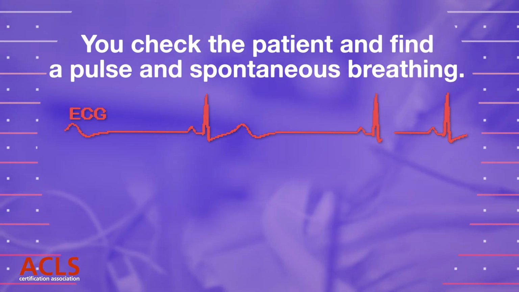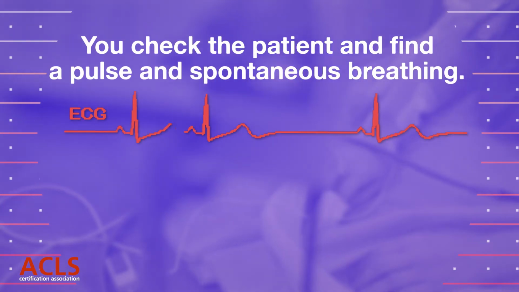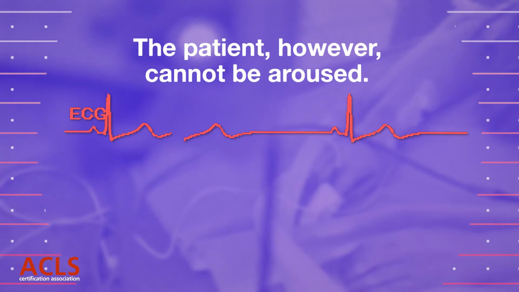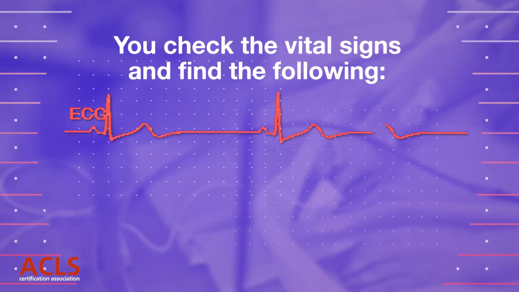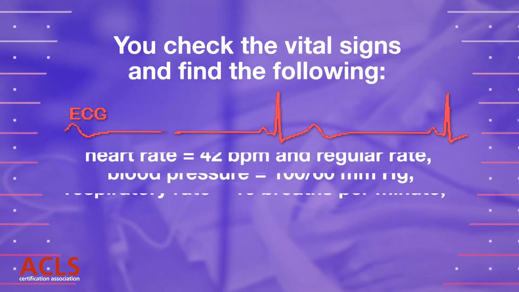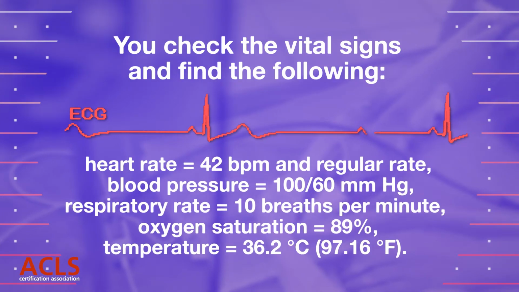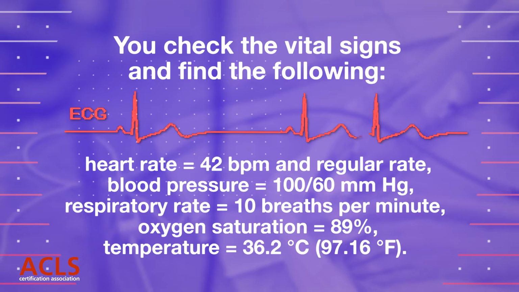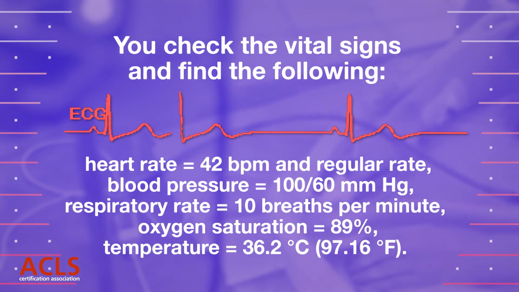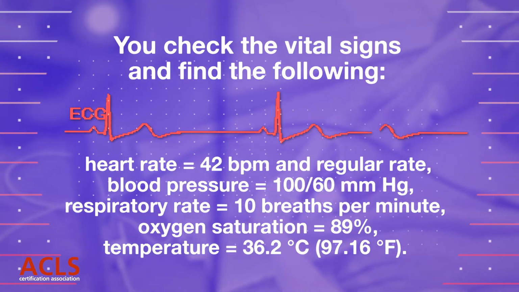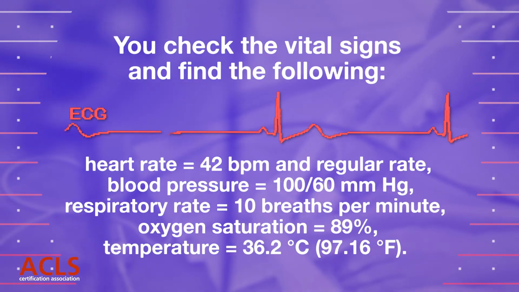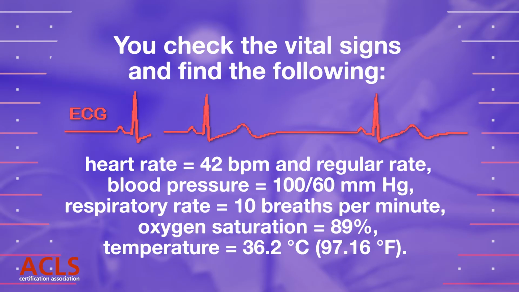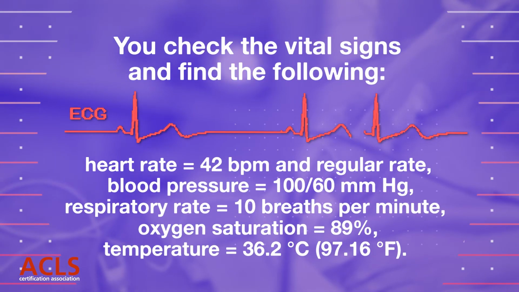You check the patient and find a pulse and spontaneous breathing. The patient, however, cannot be aroused. You check the vital signs and find the following. Heart rate, 42 beats per minute and regular rate. Blood pressure, 100/60 millimeters of mercury. Respiratory rate, 10 per minute. Oxygen saturation equals 89%. Temperature equals 36.2 degrees Celsius.